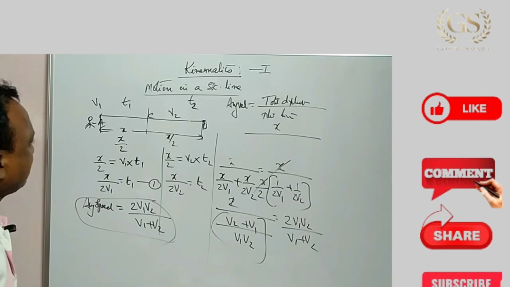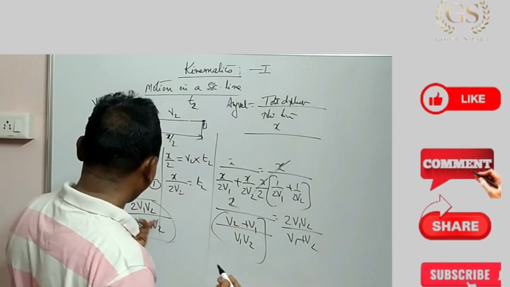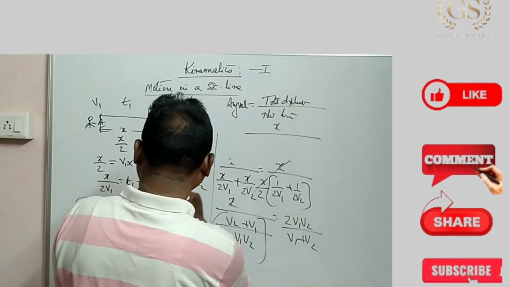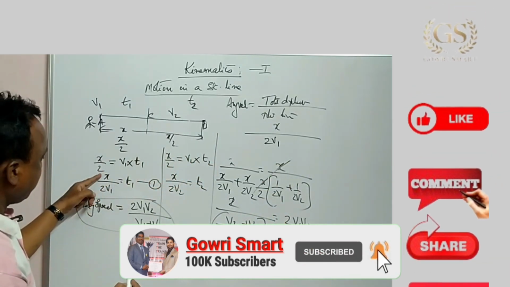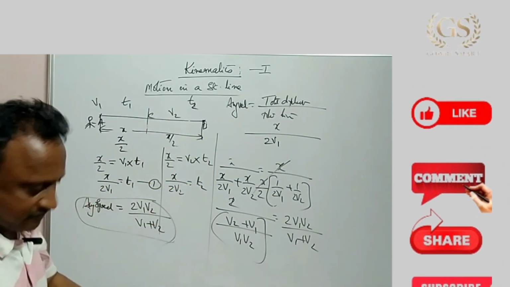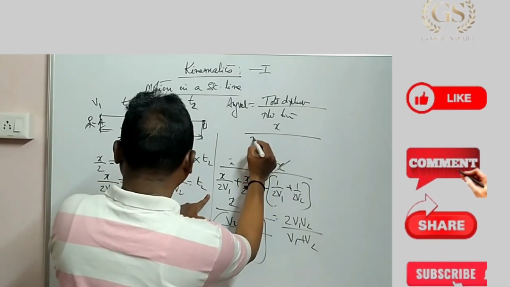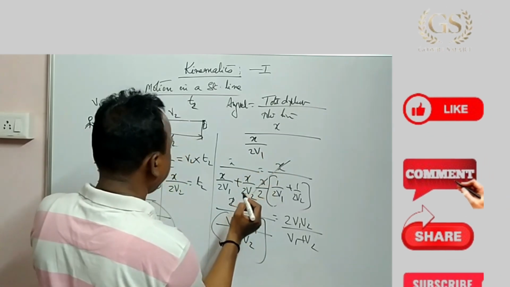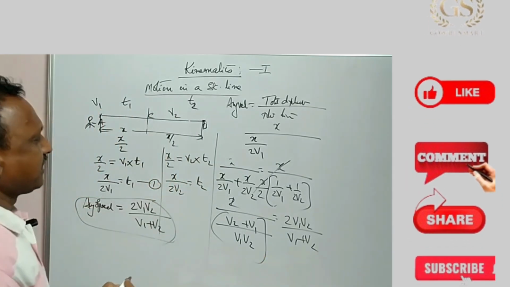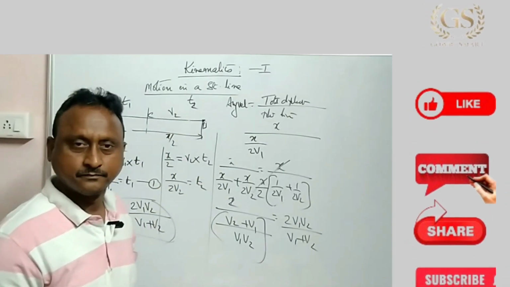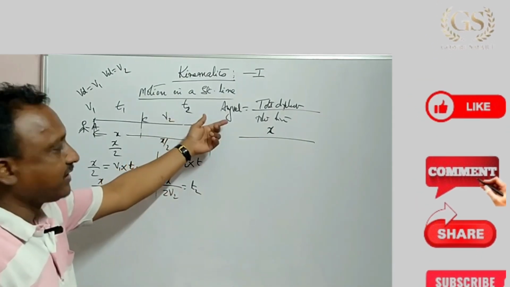What is the total displacement? A to B, X. And what is the total time? It's the same thing, T1 plus T2. So T1 plus T2 means, already I have calculated here, X by 2 V1 plus X by 2 V2. I will write it there. X by 2 V1, from here to here time taken, from here to here time taken. Or otherwise you can also go in a different method. See here now, already I have calculated the average speed here.